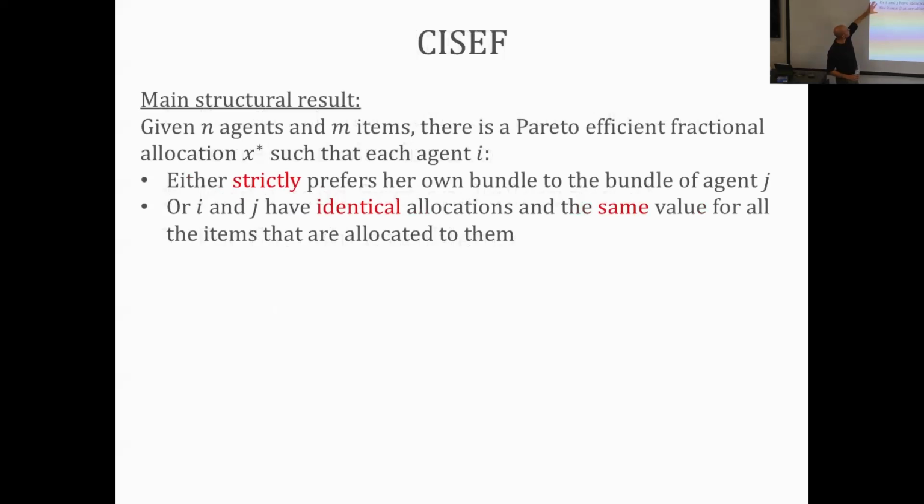So the structural result here, which is the driver of everything, is that for an offline problem, if I have n agents and m items, there exists a Pareto efficient fractional allocation x star with this fairness guarantee, either strict NV or identical allocations. The strict NV with Chernoff will give me NV free with high probability. The identical will give me EF1.